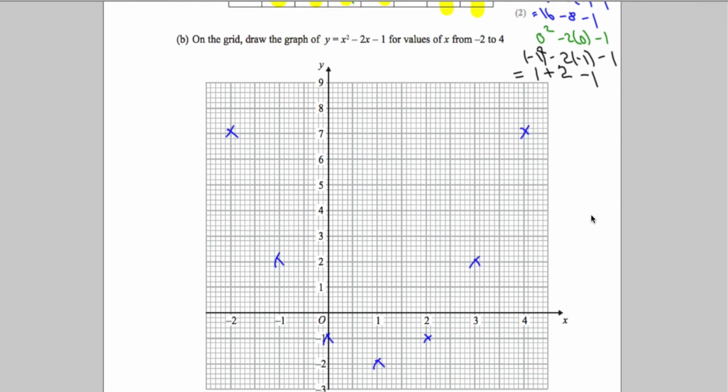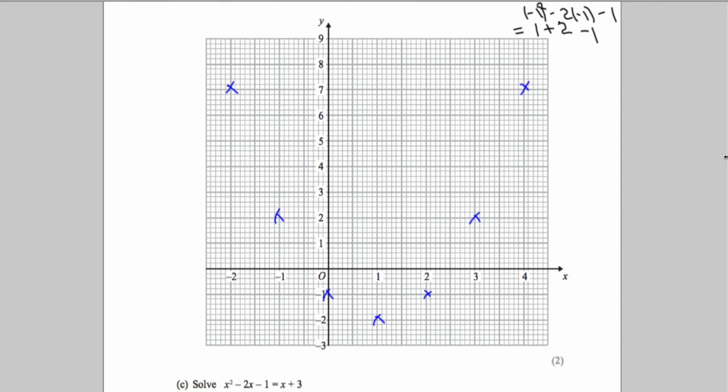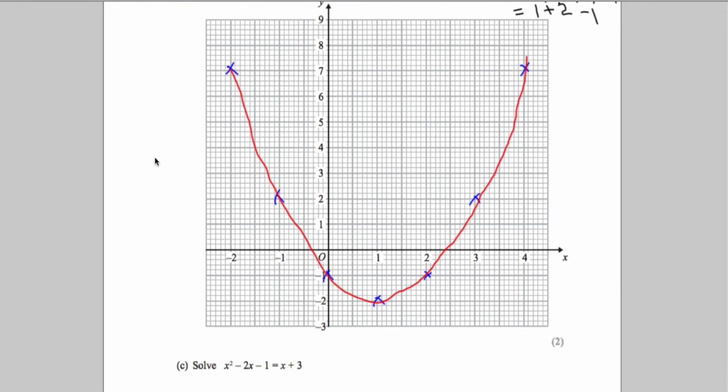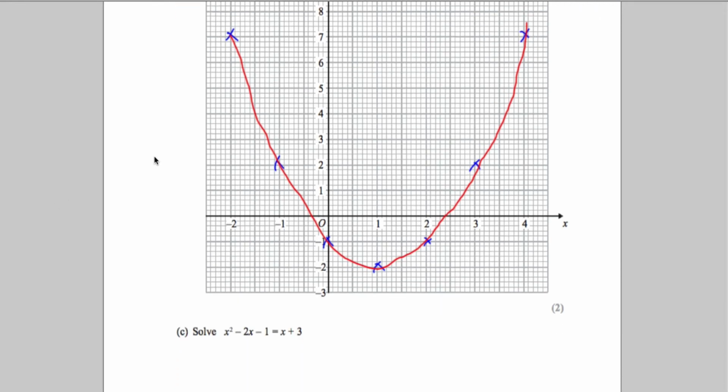So don't forget, after you've got all your points plotted, you need to draw a smooth curve. I'll do my very best here. It may not be smooth, but do not use a ruler. This is a quadratic graph. It should be a smooth curve. This is not too bad. That goes through all the points that we plotted, and right up there. Okay, that's not dreadful, but hopefully you can do a better job on that. That will get us 2 marks.